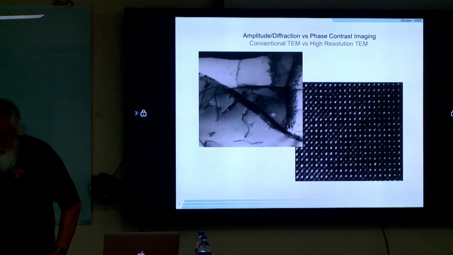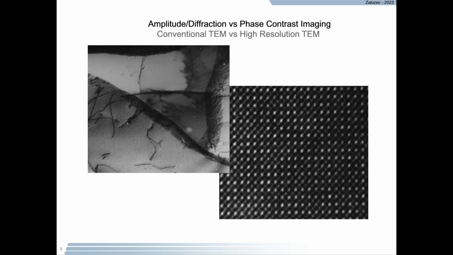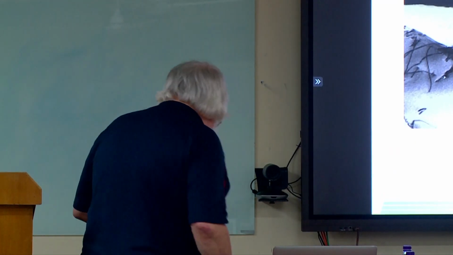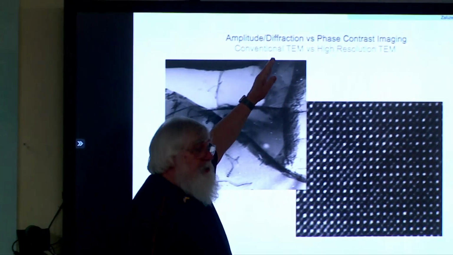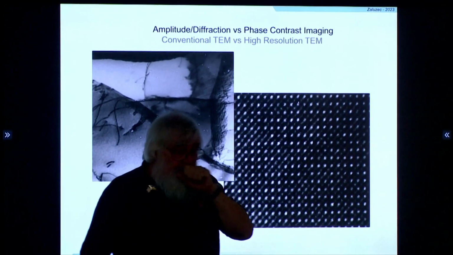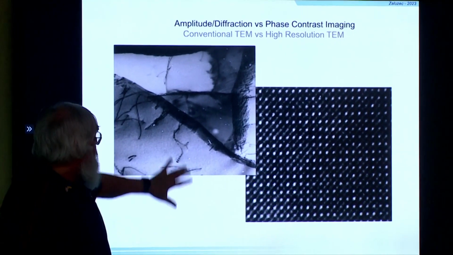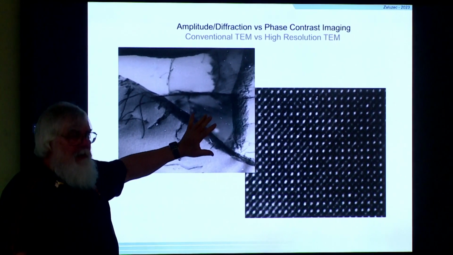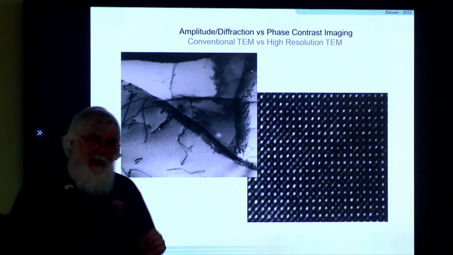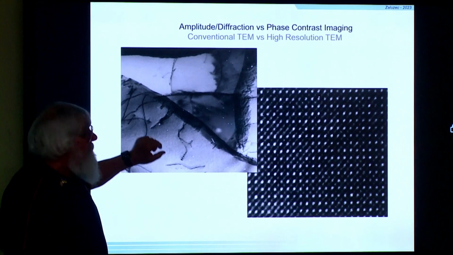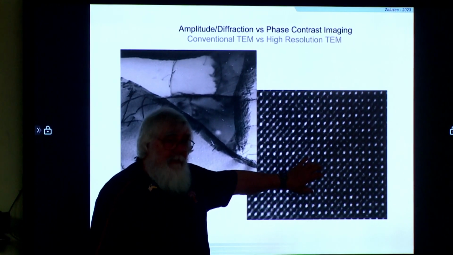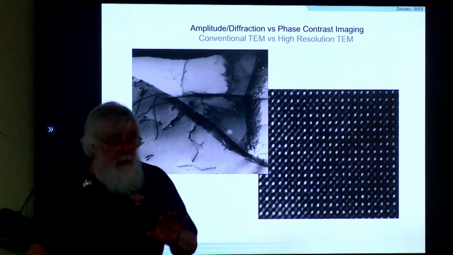All right. What I'd like to talk about today is imaging per se. And in imaging, we talk about 3 different modes: amplitude contrast, diffraction contrast, and phase contrast. Amplitude contrast is usually a low magnification image. Diffraction contrast is when we're trying to look at defects. Phase contrast is when we're doing high resolution imaging. So we'll go to all 3 of those modes.